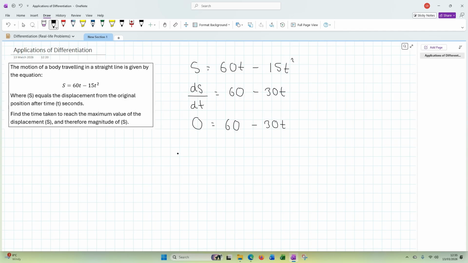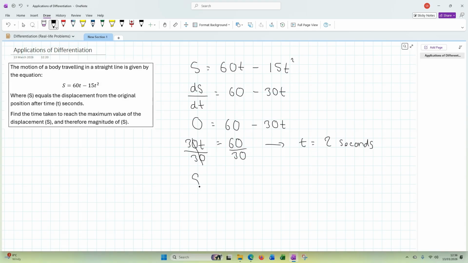Add 30t to both sides. Now divide through by 30. The 30s cancel. 60 divided by 30 is 2. So that means that t equals 2 seconds. Okay, so now we have t. We can substitute this back into the original equation.